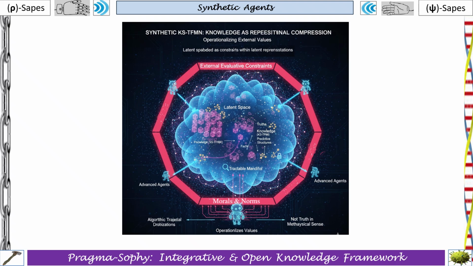To formalize knowledge, we introduce the synthetic knowledge snippet. Knowledge here is representational compression. Truths and facts appear as predictive structures. Morals and norms are externally imposed as evaluative constraints. The agent does not generate values, it operationalizes them. The figure embeds the knowledge snippet within the latent representations.